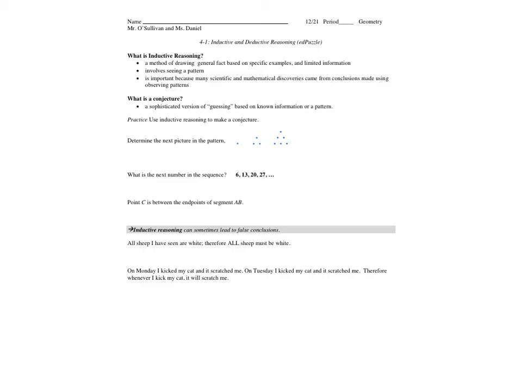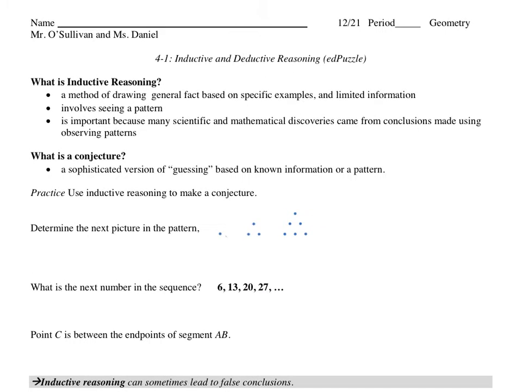Okay, before we begin, we need to go over a little about what inductive and deductive reasoning is. Inductive reasoning is a method of drawing general facts based on specific examples and limited information. It involves seeing a pattern, and math is all about patterns and relationships. We like to see what's going to happen next. We like to plug in things and then see what's going to happen when we plug them in.